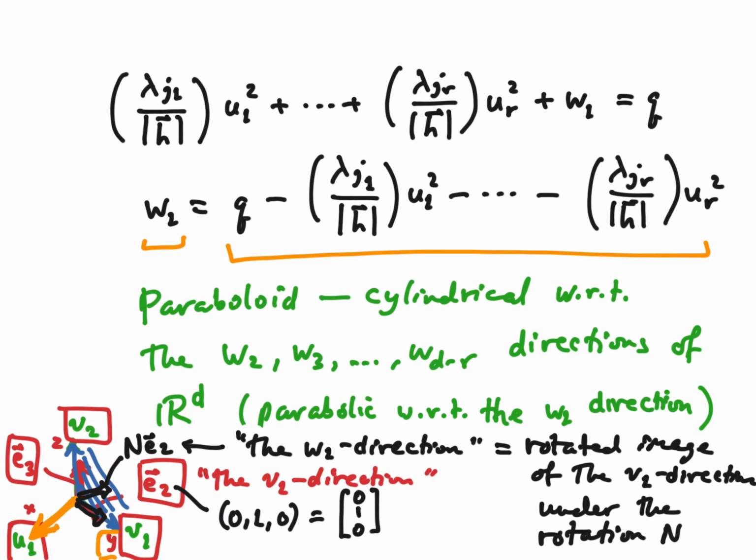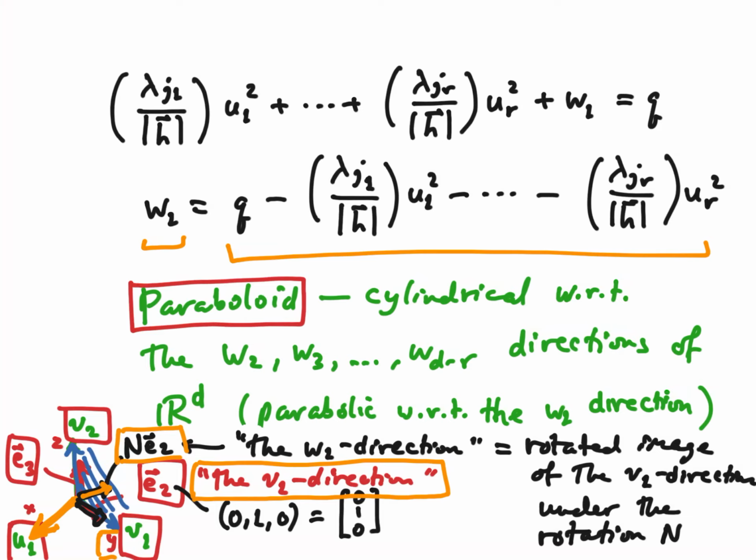The y-axis is literally one of the axes of space, and that's the v1 direction. But after that rotation, the vector e2, which is in the pure y direction, rotates here, and that's no longer one of the axes of space. I'm calling it the w1 axis. It's not literally an axis, but it's a direction of space, and we have a formula for it. It's N times e2. So that direction of space is one of the directions in which this paraboloid is cylindrical.